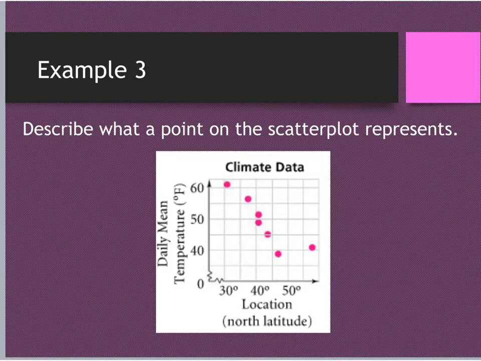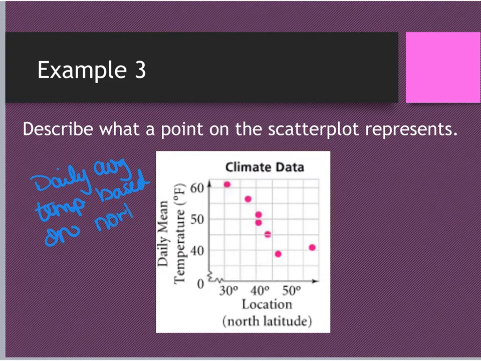For example 3, it says describe what a point on the scatter plot represents. Okay, our title is called climate data, but notice we have our northern latitude for location on our x-axis, and we have our daily average temperature. So we could say that each point would be the daily average temperature based on the north latitude. Okay, and that's exactly what we've got plotted out here.